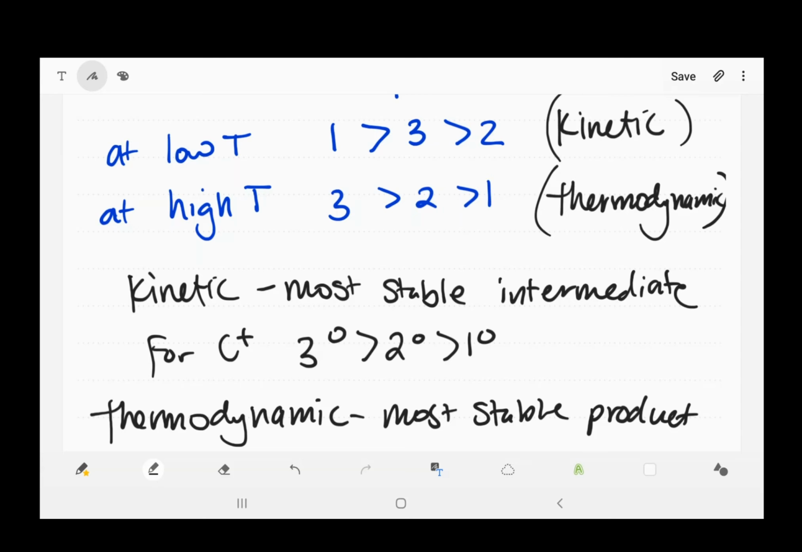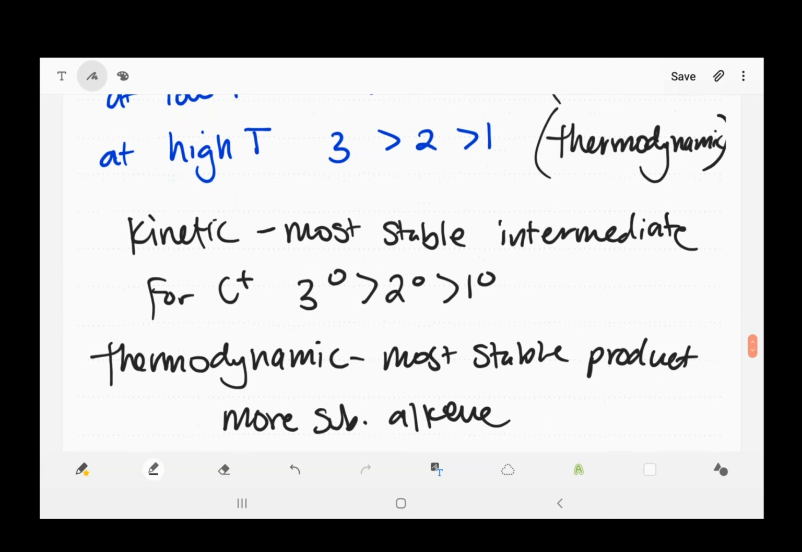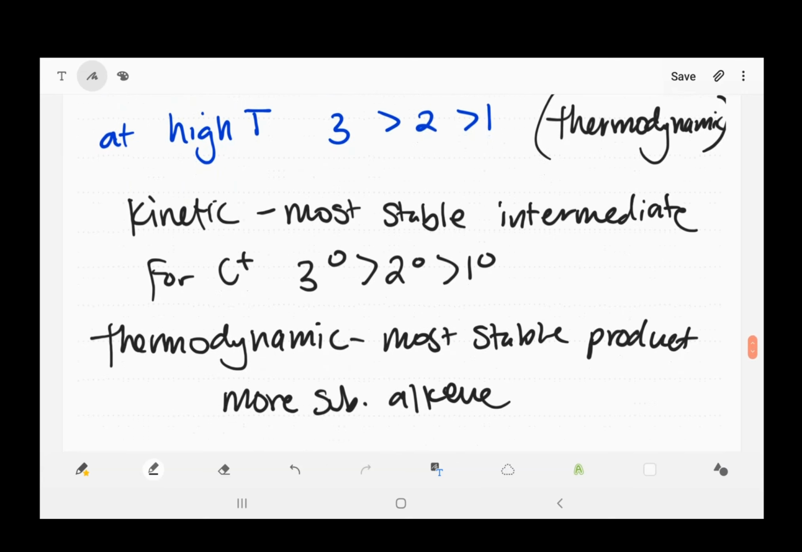I'm sorry. So for thermodynamic, would it be the opposite of kinetic? Would the primary be the most stable? Nope. So we don't care about the stability of our carbocations. We're looking at the substitution of the alkenes. If it's a primary one that ends up giving you your thermodynamic product, that's okay. It could be a secondary one. It could be a tertiary one. Sometimes your thermodynamic product and your kinetic product are the same. So they're not necessarily the opposite of each other. It just depends on which one's the more stable intermediate, which one's the more stable product. They could be the same, they could be the opposite. It just depends.